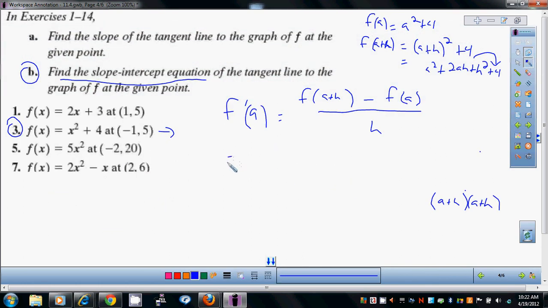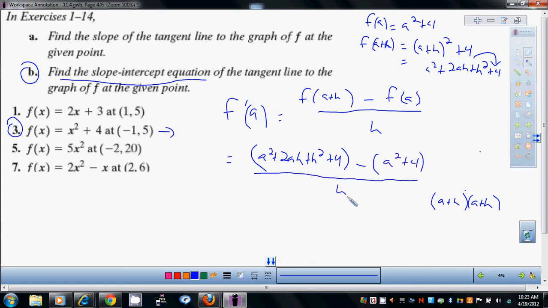Okay. So I plug in f of a plus h: a squared plus 2ah plus h squared plus 4. That was f of a plus h. I just plugged it into the equation, minus f of a, which was a squared plus 4, and all over h.